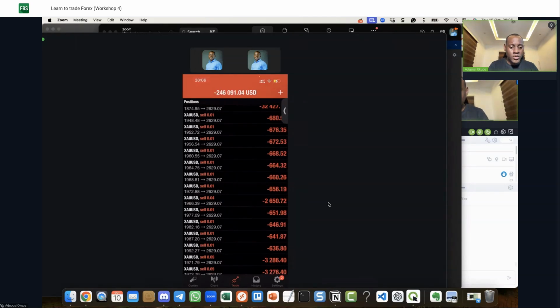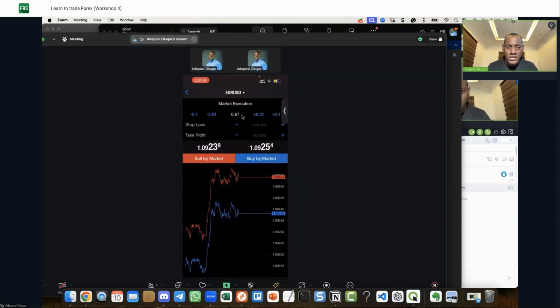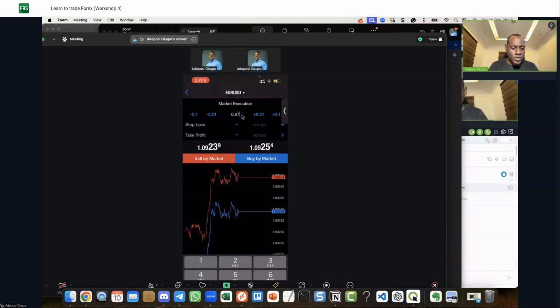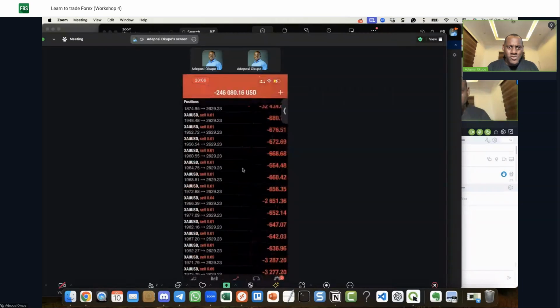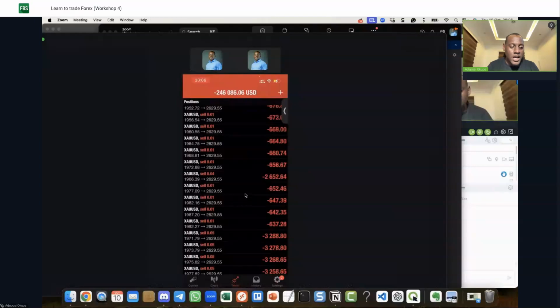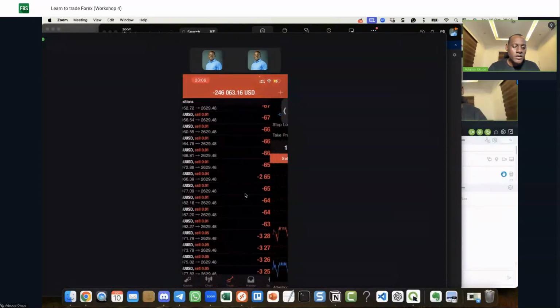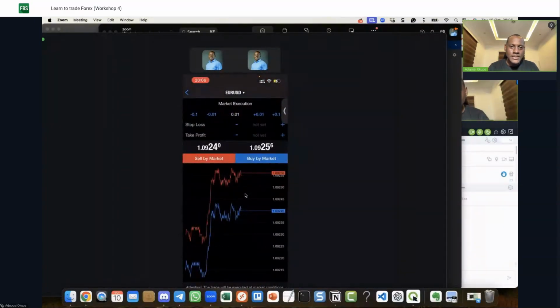If I want to open a new trade, you can see here that the lowest I can do is 0.01. I can't do 0.001. But if I do a cent account, I can still do 0.01, and 1 pip movement is 1 cent.